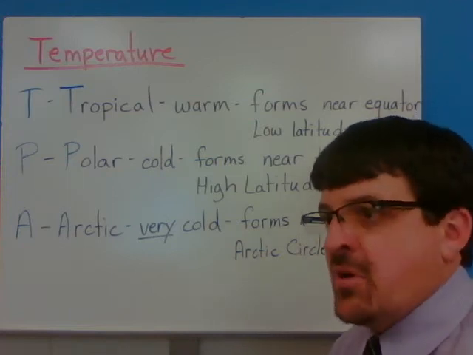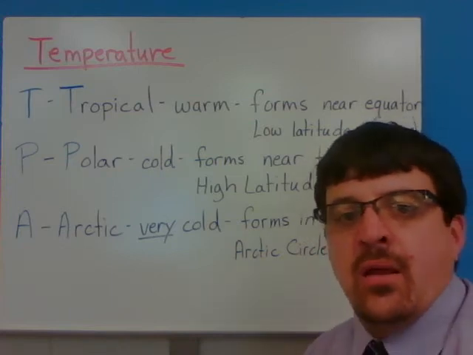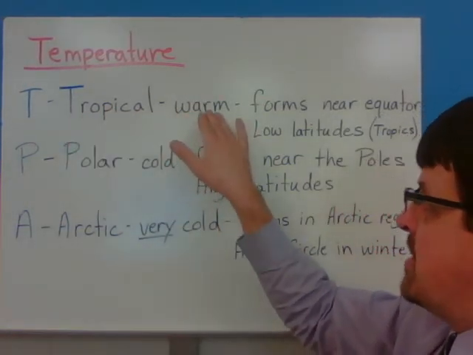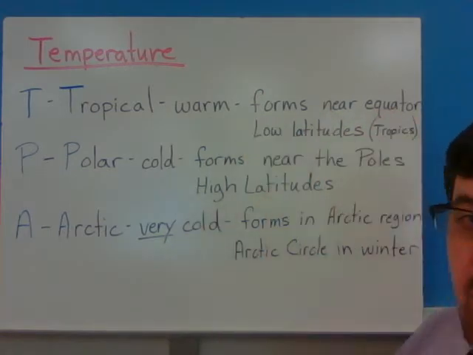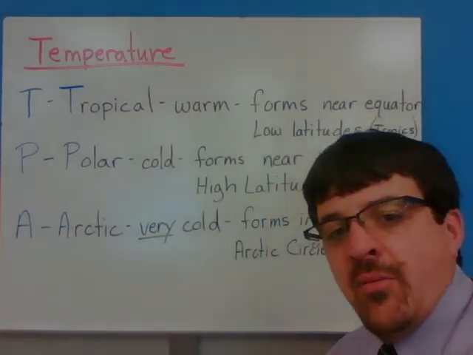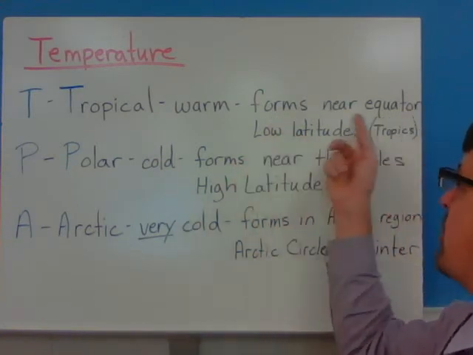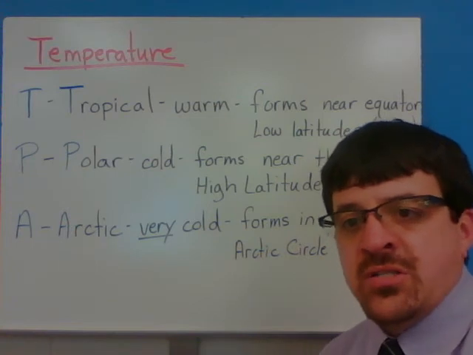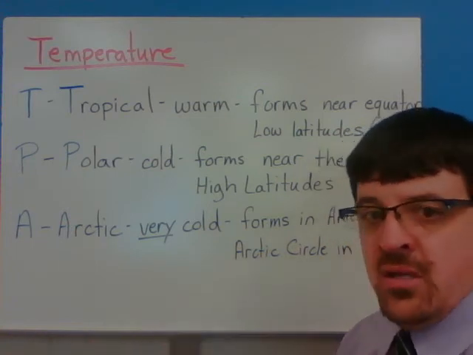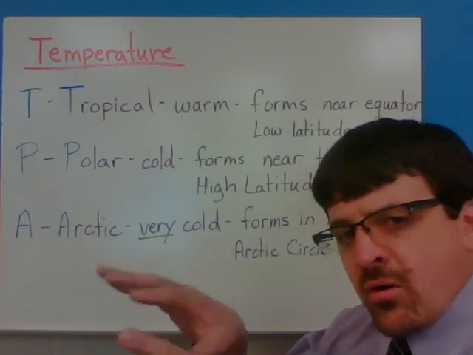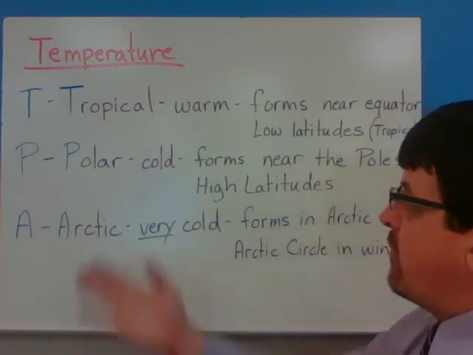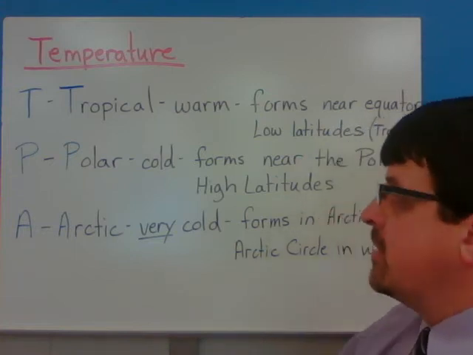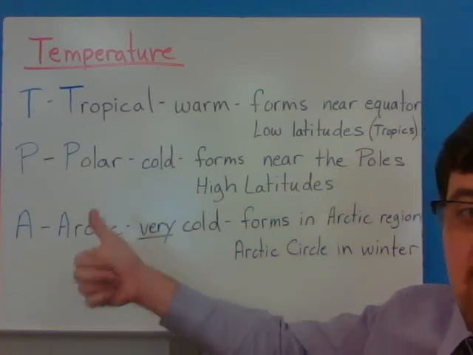Yes, if it was a maritime air mass, that would tell you it's wet. If it was a continental air mass, it would be dry. But the T only means tropical, as in warm. It forms near the equator, at low latitudes. We aren't going to typically get air masses from the southern hemisphere. The Tropic of Cancer is 23.5 degrees north, so if it forms between the equator and the Tropic of Cancer or around that area, that would be a tropical air mass because it came from the south of where we live, so it's going to be warm. Polar, that's definitely to the north of us.